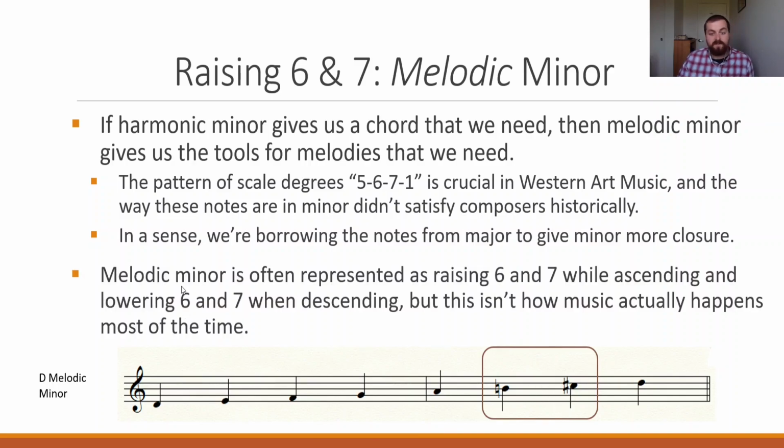So melodic minor is often represented as raising 6 and 7 while ascending and lowering 6 and 7 while descending. But this isn't actually how music actually happens. So for pianists or people that have played the scales before, oftentimes melodic minor has this thing where it ascends with raised 6 and 7 and descends in natural minor. But that doesn't really happen in music in the wild. That's kind of all an invention. So we can just think of melodic minor as being an ascending scale with raised 6 and raised 7.